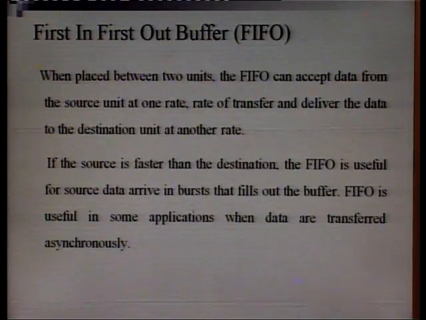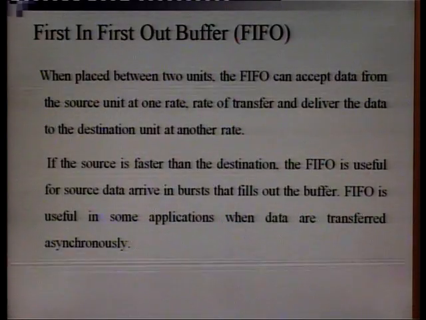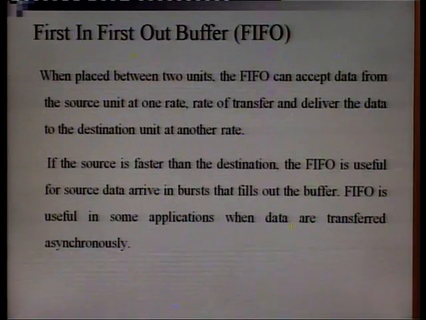So when we place this first in first out buffer between the two units, that is the source and destination units, the first in first out can accept the data from the source unit at one rate and deliver the data to the destination unit at another rate. If the source is faster than the destination, the first in first out is useful for receiving the data in the buffer, and it is also useful in applications where the data transfer rate is asynchronous.